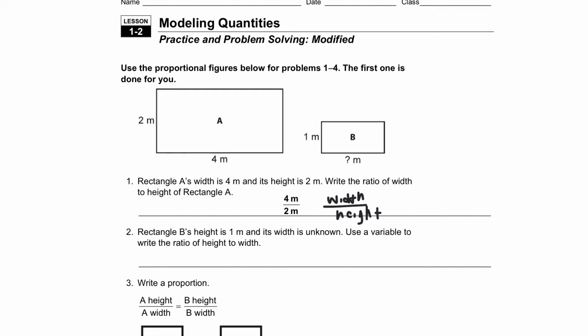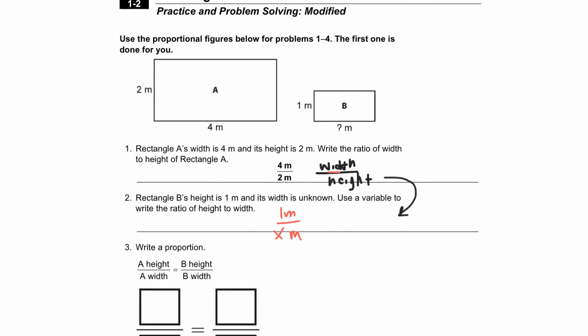Now, since we're using ratios and proportions, we want to use the same thing to talk about the ratio of the width and the height of the smaller figure. So in this particular case, we're going to use the same strategy, width divided by the height. We're going to take 1 meter divided by, we'll call it x meters. And that would give us our other ratio.